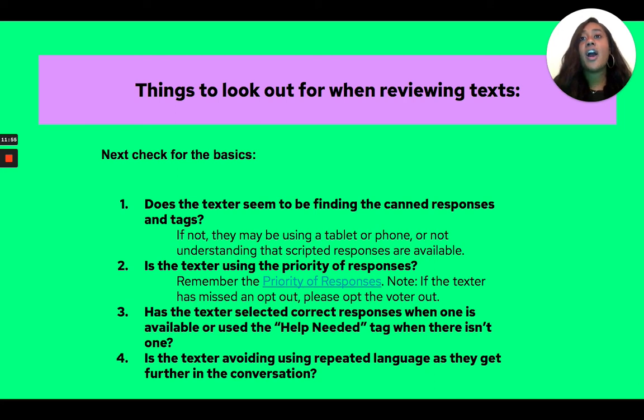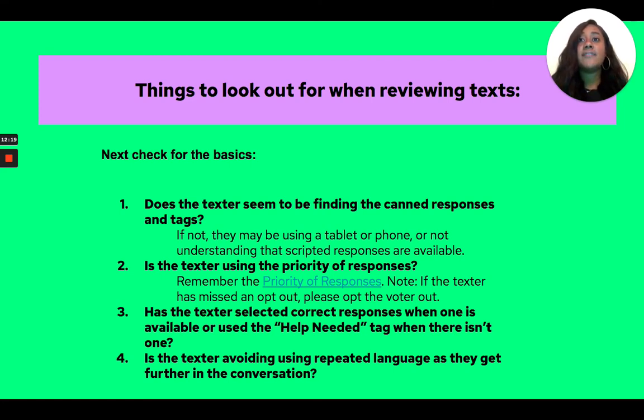Next, keep your eye on the basics. If you're unsure, refer back to the Texting 102 slideshow found in the Texting Hub. First, does the texter seem to be finding the canned responses and tags? Although this seems obvious, sometimes texters haven't figured out Spoke. This often happens when they're on the phone or tablet or skipped any and all training materials.